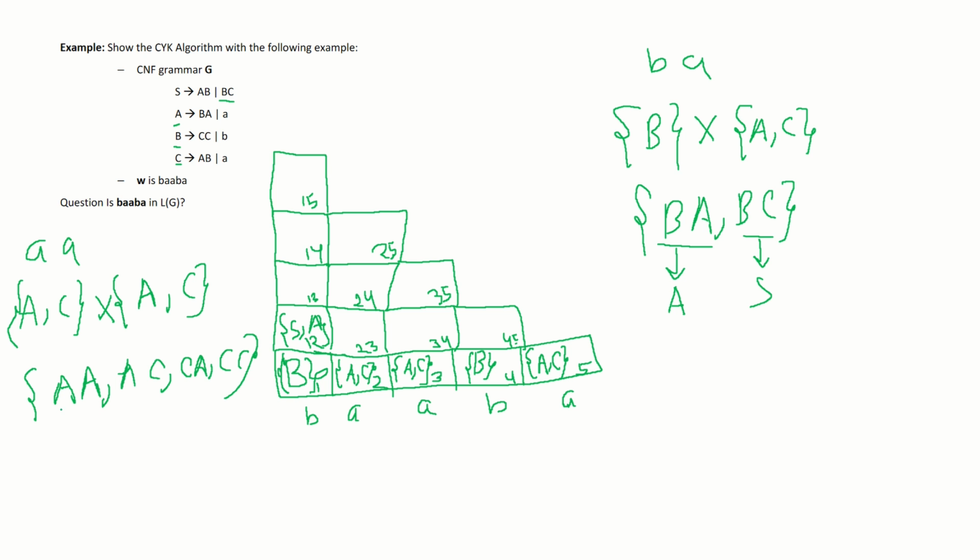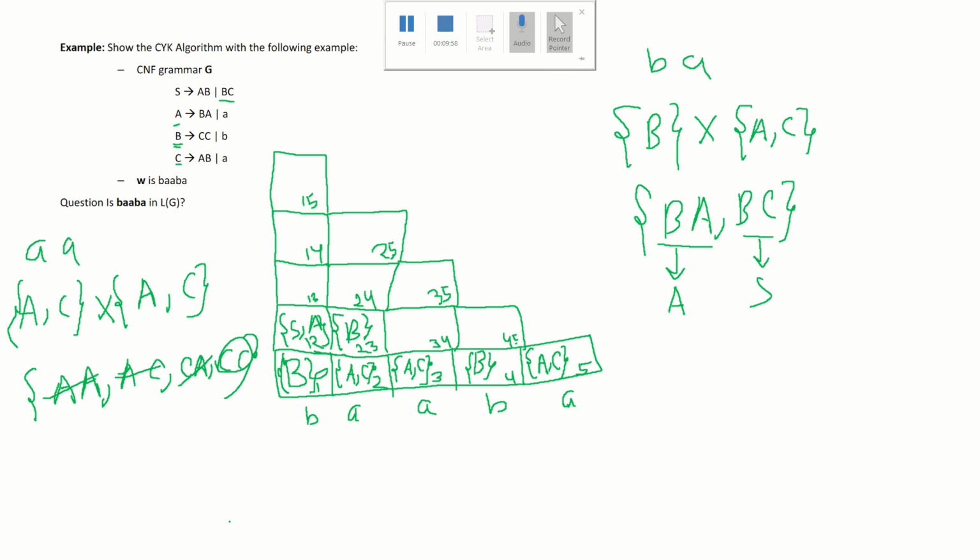can be produced. So AA, we don't have any AA in our grammar, so this is eliminated. Then AC, we don't have any AC either, so this is also eliminated. CA, we also don't have any CA, so this is also eliminated. But we have CC. From where can we produce CC? CC can be produced from B. So that means in this position 2 3 we will fill it up with B.